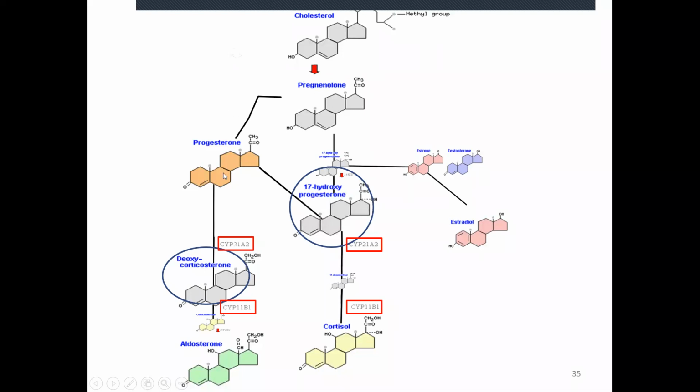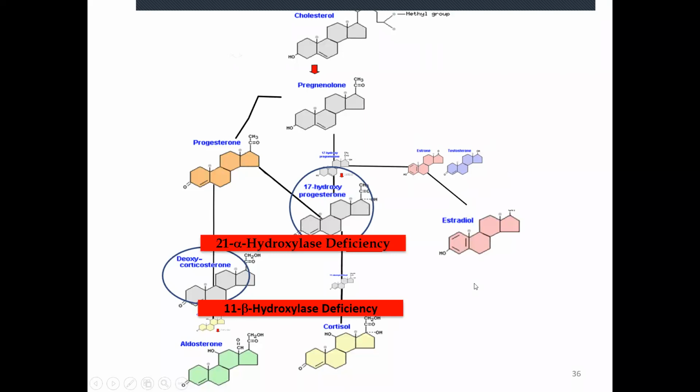If it does make progesterone, it can continue down to make aldosterone by going through deoxycorticosterone, or it can convert into 17-hydroxyprogesterone to make cortisol. Okay? The third option, like we mentioned, is that it can go into the androgen synthesis pathway, and it can make estrone, testosterone, which is your androgen, or it can make estrogen later. Okay, so the other thing that he wants you to know is that you make testosterone first, and then you make estrogen. All right, so let's look at the 2 deficiencies that we want to look at.